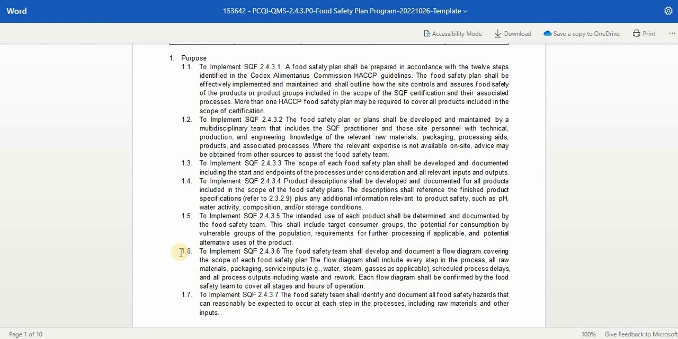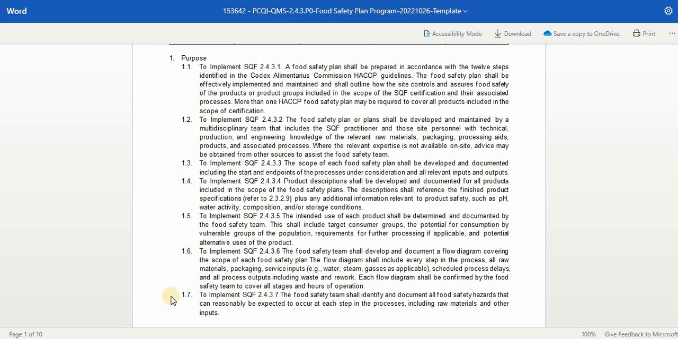Sixth, to implement SQF 2.4.3.6, the food safety team shall develop and document a flow diagram covering the scope of each food safety plan. The flow diagram shall include every step in the process, all raw materials, packaging, service inputs, scheduled process delays, and all process outputs including waste and rework. Each flow diagram shall be confirmed by the food safety team to cover all stages and hours of operation.